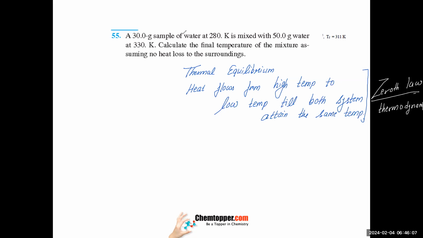There is a 30 gram sample of water at this temperature. This is T1, the initial temperature, and this is the mass of the sample. There is 50 grams of water, the second mass of another sample, another system, and this is its initial temperature. Calculate the final temperature, which according to thermal equilibrium will be the same. It should be the same for both of them, right? Of the mixture, assuming no heat loss to the surroundings.